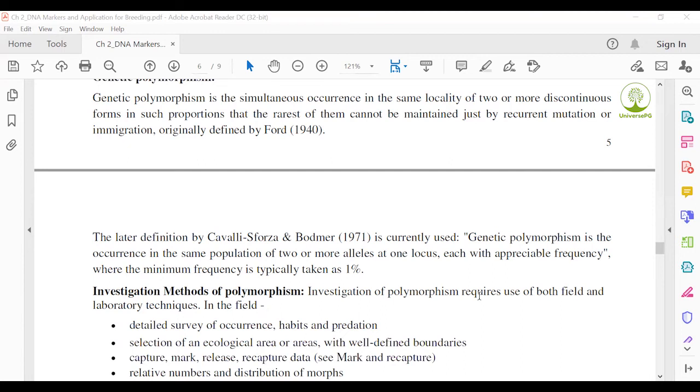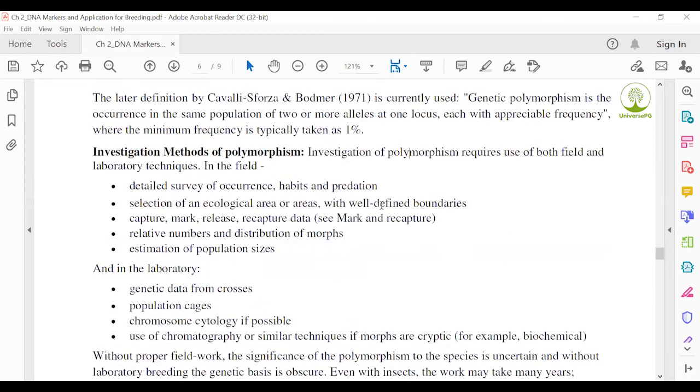So, in this definition, two or more alleles show the same characteristics or the same types of appearances, and the frequency is at least 1%. They are different alleles at a DNA locus, but their function is similar and their appearance is also similar. This phenomenon is called genetic polymorphism.